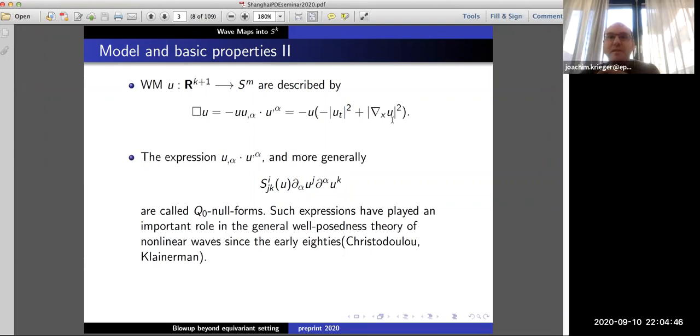There's a special arrangement of time and spatial derivatives in here, and that's a so-called null structure. And this is a very strong null structure. There are different types of null structures, and this is kind of the strongest null structure, the so-called Q0 null structure.